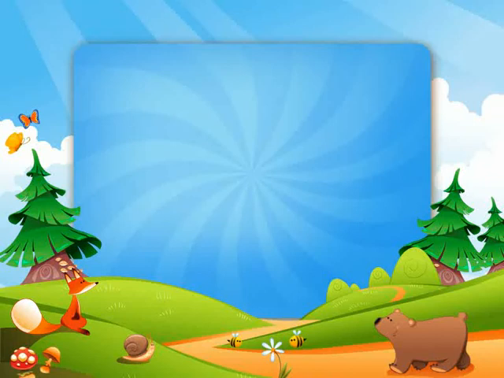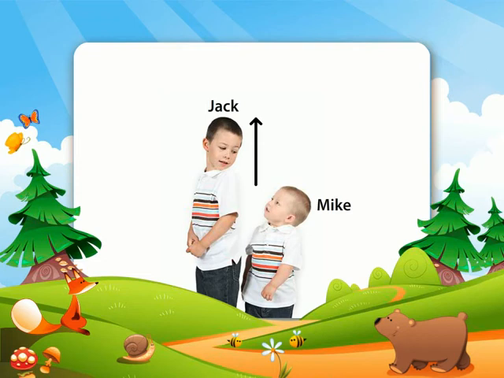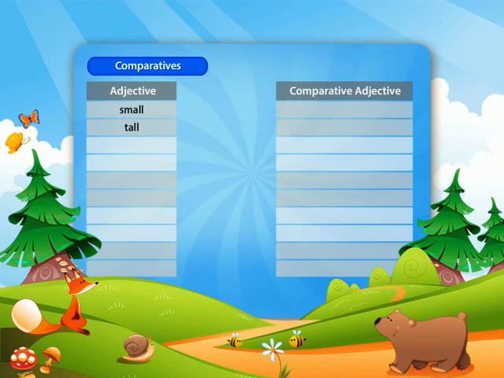Welcome, students! Today we are going to learn about comparatives. When talking about how two people or objects are different, you use comparatives. Comparative means more. You form the comparative by putting er at the end of the adjective. For example, small becomes smaller, and tall becomes taller.